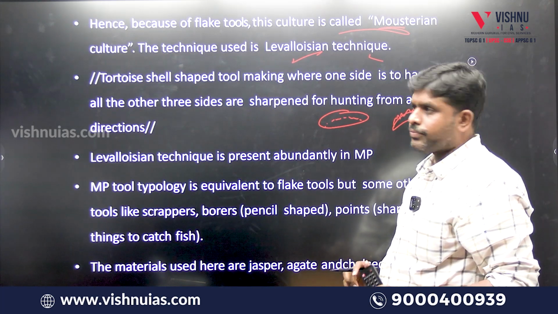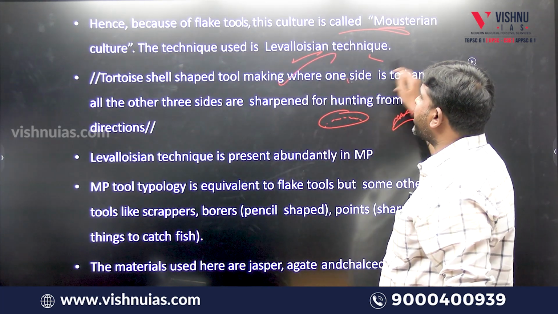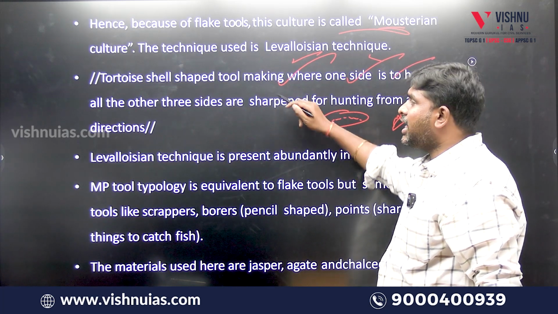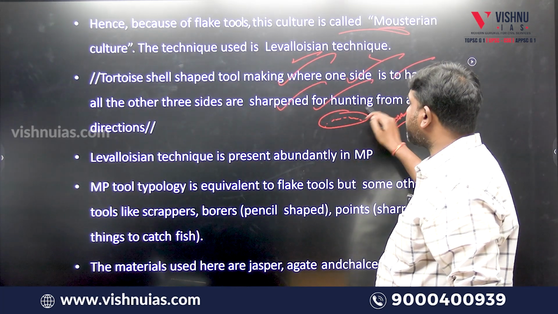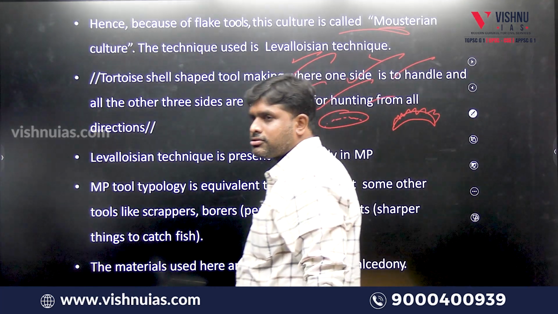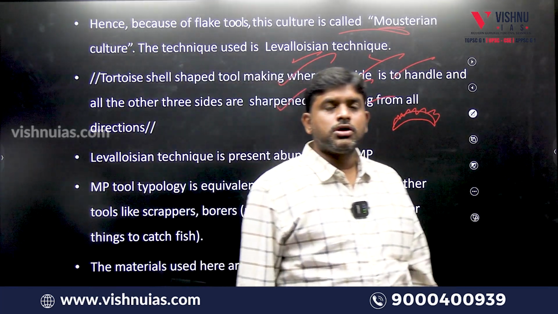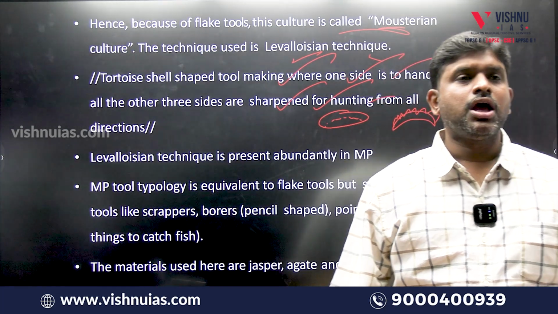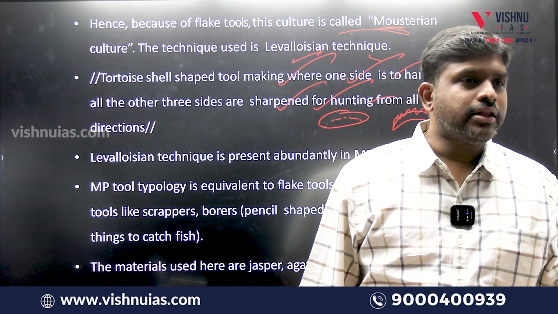Sharpened. The tortoise shell shaped tool, where one side is the handle and all the other three sides are sharpened for hunting from all directions. Hence it is called Mousterian technology, and hence the culture is called Mousterian culture.